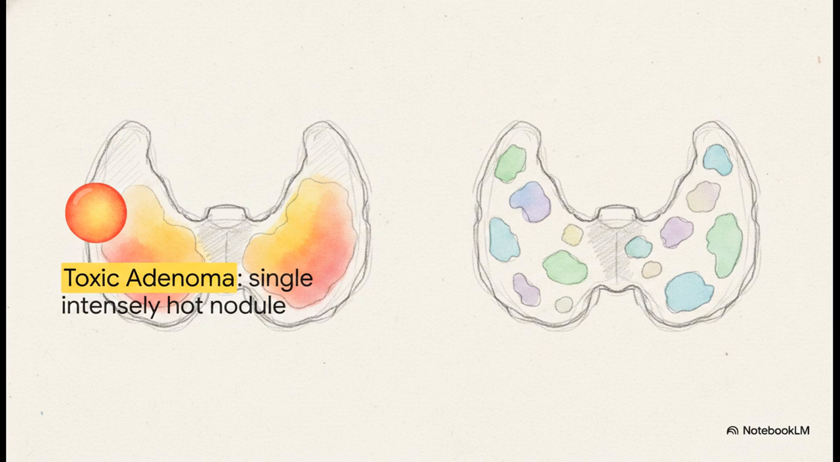Radioisotope scintigraphy literally maps out the internal functional architecture for us. If you see a single intensely hot nodule, you're dealing with a toxic adenoma, also known as plumber's nodule, and the surrounding normal tissue is suppressed. On the flip side, if you see a really heterogeneous, patchy landscape, that points directly to a toxic multinodular goiter. It perfectly sets these apart from the diffuse whole gland uptake you'd see in something like Graves' disease.